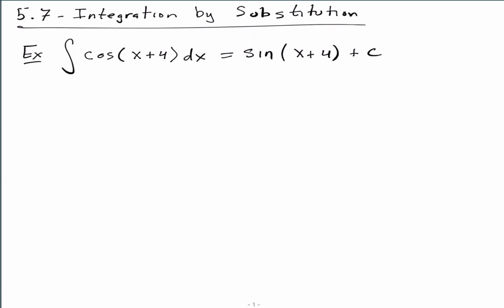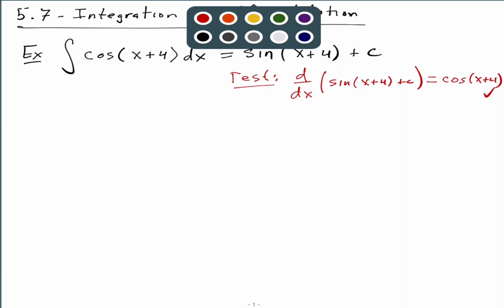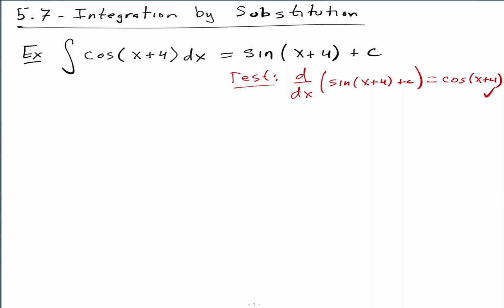So if I test, if I get the derivative of sine of x plus 4, what do I get? Cosine of x plus 4. Yes or no? Sure you do, right? So we just found it by guessing. We didn't do any fancy technique. We just said, well, I don't know what it is, but I guessed and I got it right. Good job.